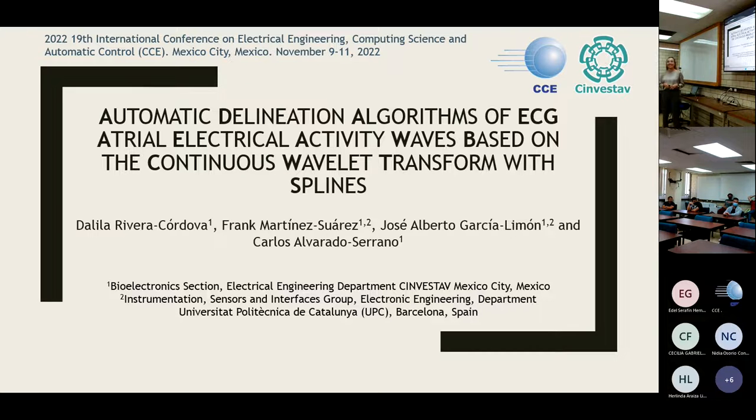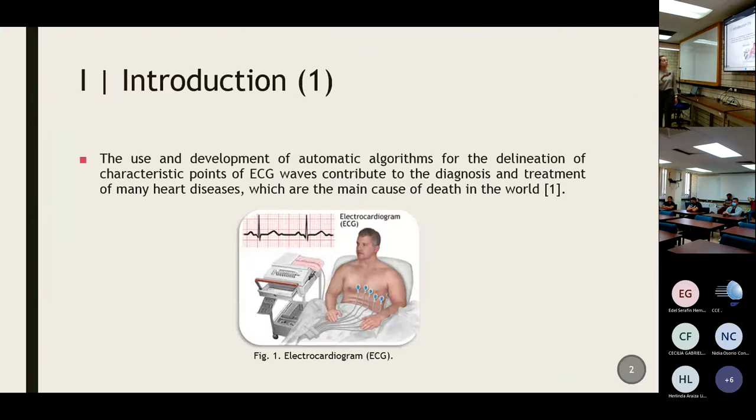And I'm going to present you the work titled: Automatic delineation algorithms of ECG atrial electrical activity waves based on the continuous wavelet transform with splines. Currently, cardiovascular diseases are the leading cause of death worldwide. The use and development of automatic algorithms for the delineation of characteristic points of ECG waves contribute to the diagnosis and treatment of these diseases.